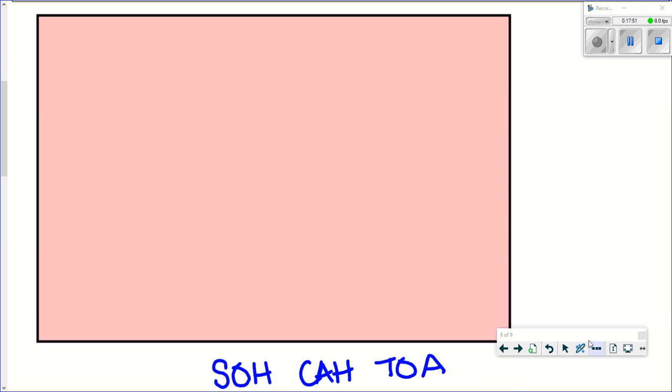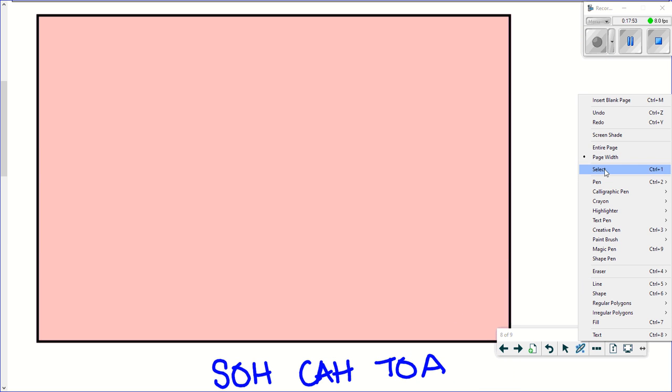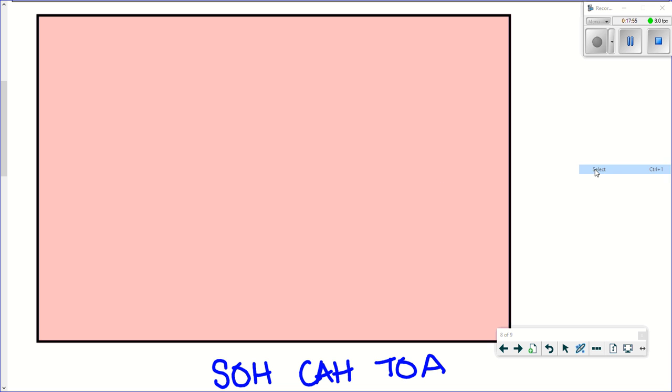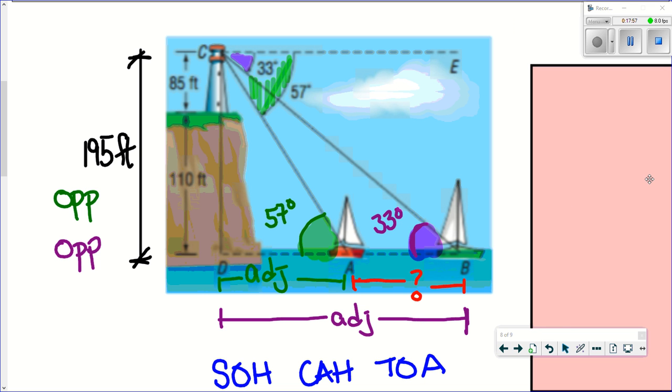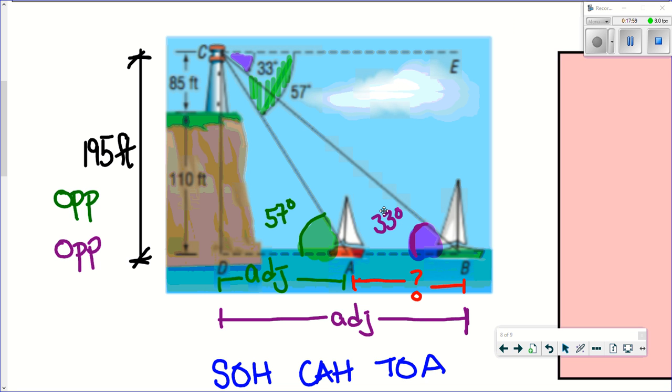So what I'm going to do is label everything that I need to be labeled so that way I can work at this problem. So this is the picture that they gave us. I noticed that the height is broken up into the height of the lighthouse and the height of the cliff. So I just combine those two, it would be 195.